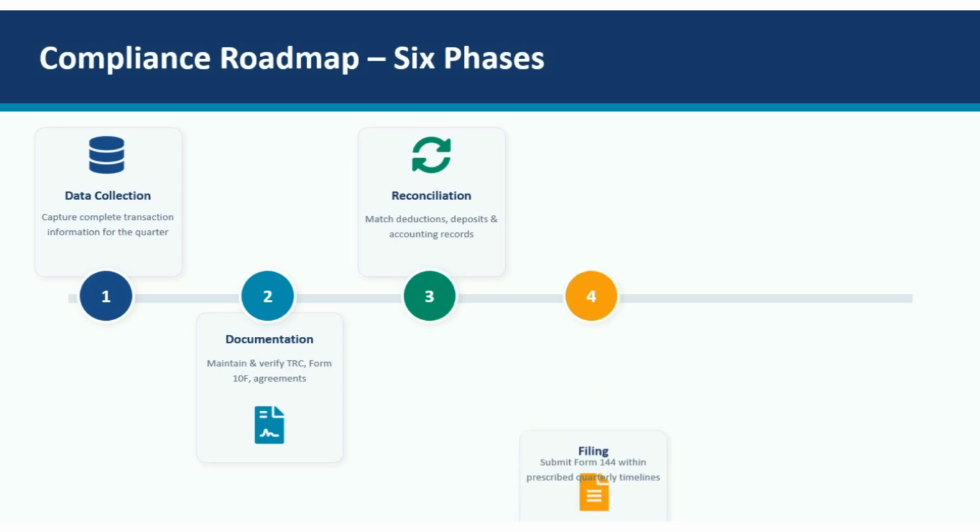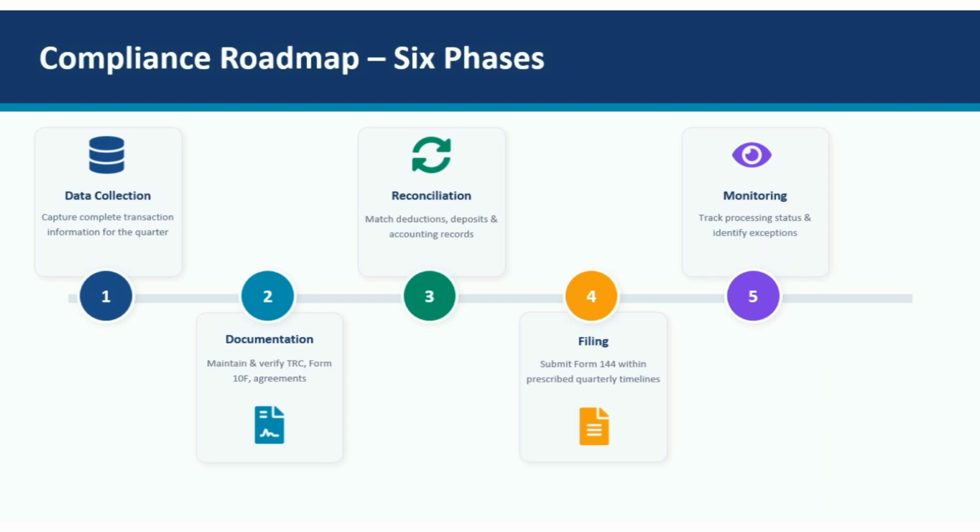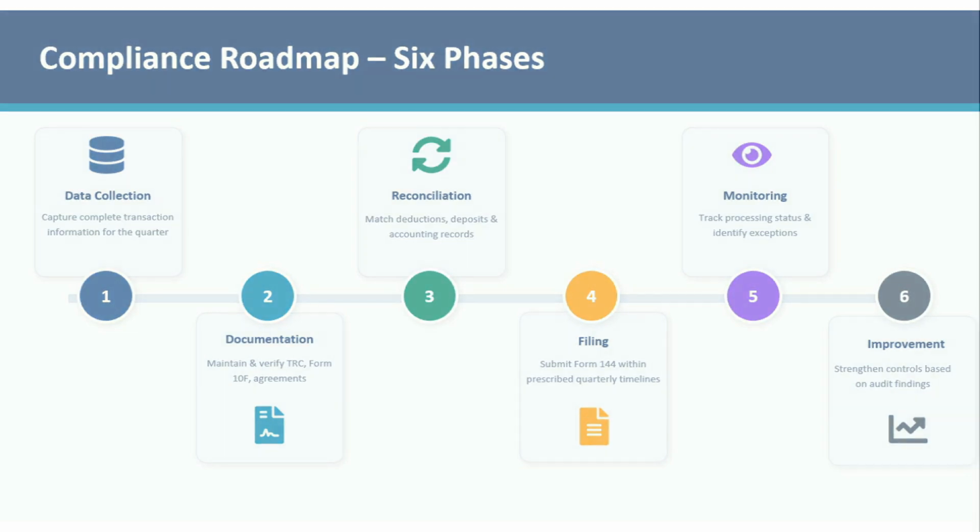The fourth phase is filing, where Form 27Q is prepared and submitted within the prescribed quarterly timelines. After filing, the monitoring phase helps track the return status and identify any exceptions or issues that require attention. Finally, the improvement phase focuses on strengthening internal controls by implementing corrective actions based on audit findings and past experiences. Following this 6-phase roadmap helps organizations maintain compliance, improve accuracy, and streamline the overall TDS filing process.